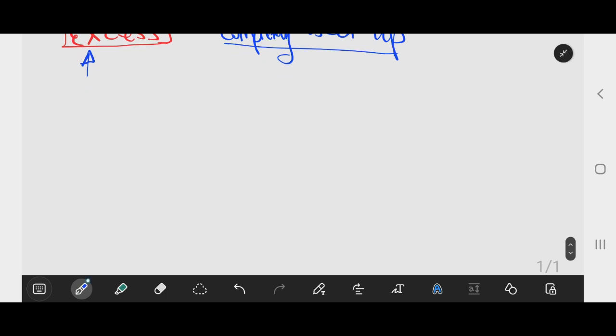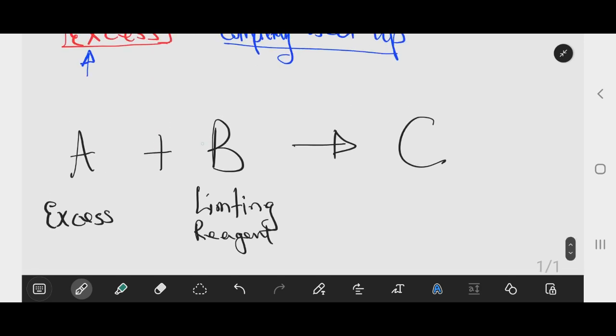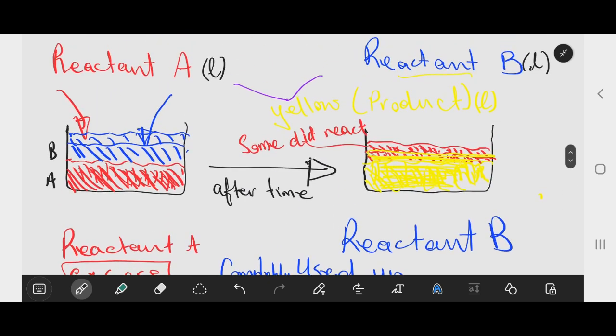So in a chemical reaction, say you have two reactants, liquid A and liquid B, and you want to produce liquid C, and you find that liquid A is in excess, right? Then it means liquid B is the limiting reagent. So the amount of product that we would get is limited by the amount of B, such as in this case, right?